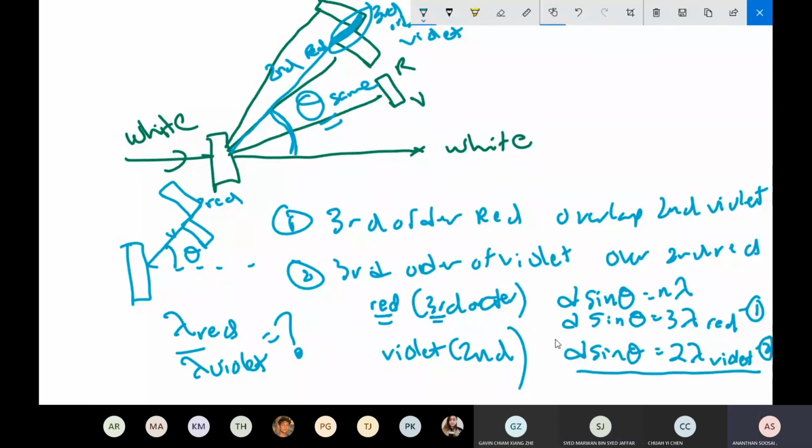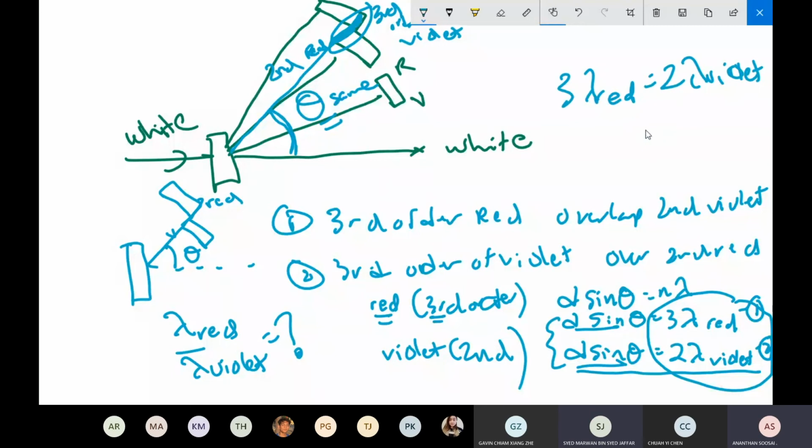See, when overlapping happens, d sine theta is the same for both of them. Both cross the same diffraction grating, so d is the same. Both will make the same angle, so theta is the same. Therefore, d sine theta for both of them is the same. Therefore, we can conclude that 3 lambda red is the same as 2 lambda violet. This is the conclusion you should make. Therefore, lambda red over lambda violet, the ratio is 2/3. This is how the answer is going to look.